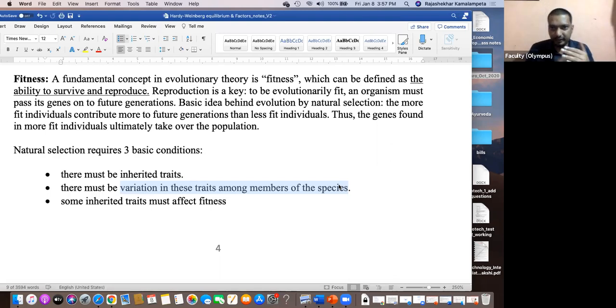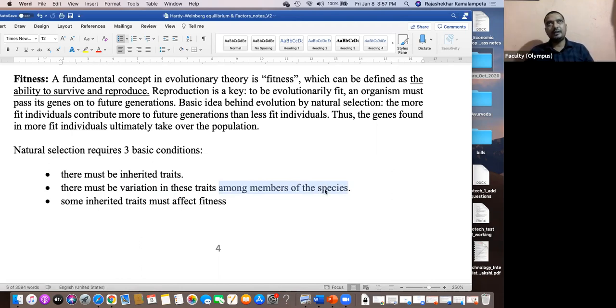Now, with respect to the color, of course, there are many inherent differences in all those whites as well. But if you talk about color, all of them are whites. Nature has nothing to choose here. So there must be variation in these traits among these members. That is when selection happens.